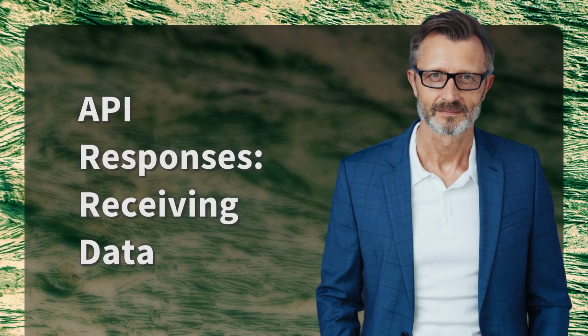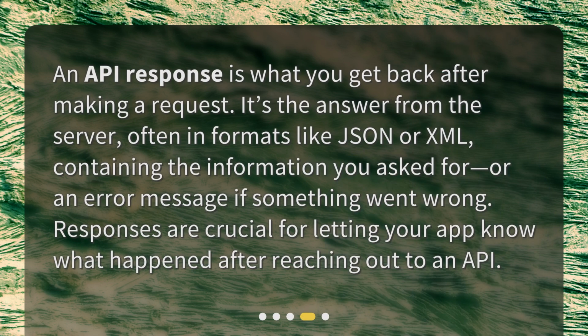API responses: receiving data. An API response is what you get back after making a request. It's the answer from the server, often in formats like JSON or XML, containing the information you asked for, or an error message if something went wrong. Responses are crucial for letting your app know what happened after reaching out to an API.